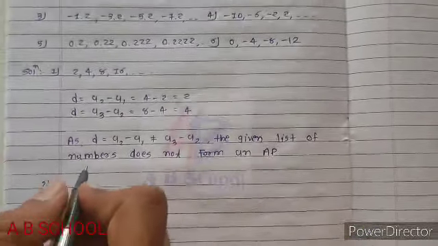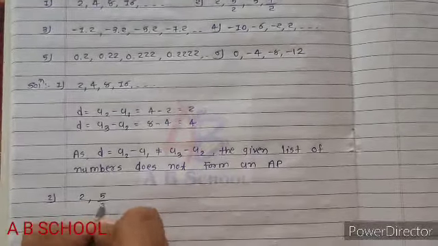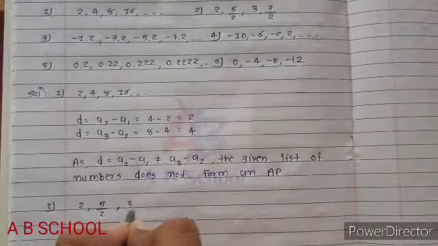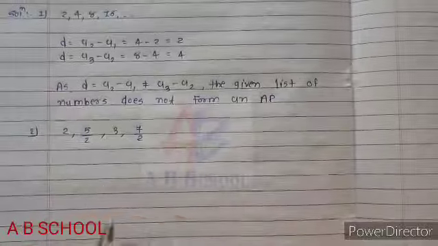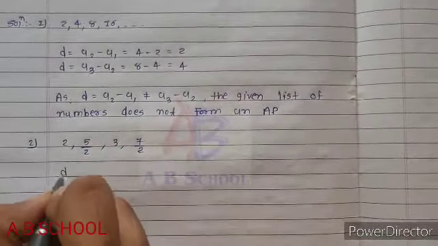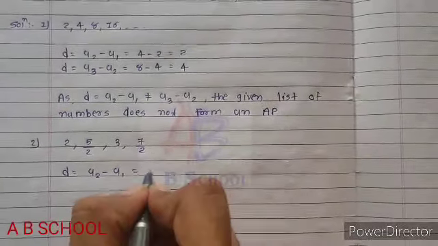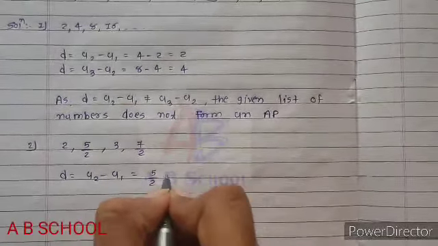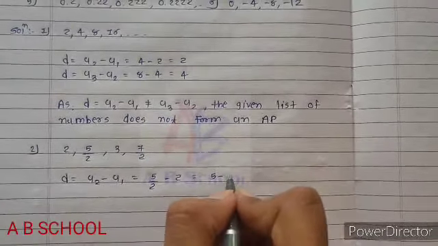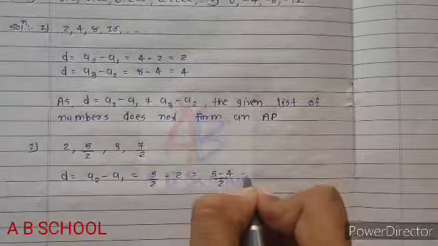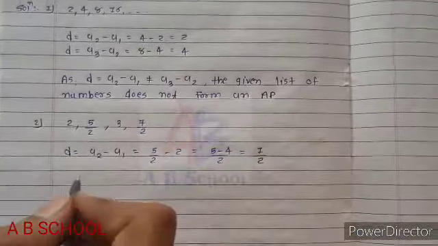Now number 2: 2, 5 by 2, 3, 7 by 2. For the common difference, D is equal to A2 minus A1. Value of A2 is 5 by 2, minus A1 which is 2. 5 by 2 minus 2 is (5 minus 4) by 2, which is 1 by 2. So D is equal to 1 by 2.